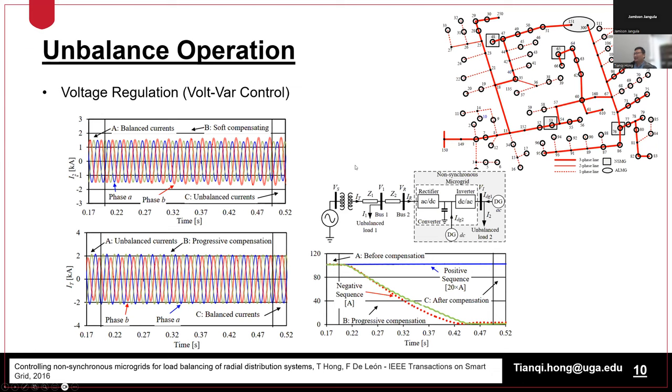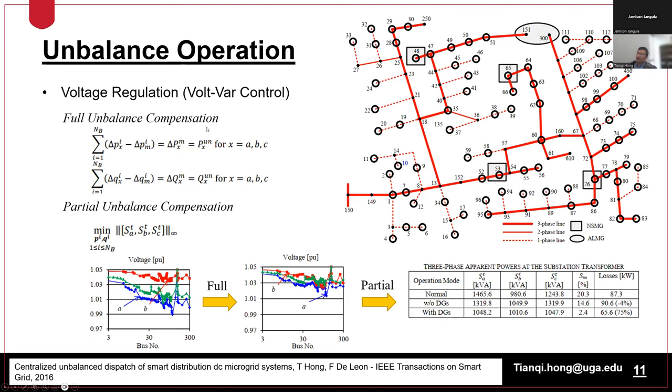For example, if we really have an IEEE 123 bus system with a lot of power electronic interfaces in the system, what can we do? We need to go back to the previous voltage compensation or regulation formulation, and add two different compensation constraints or objectives to the original formulation. The first one is called full unbalanced compensation. We assume that the capacity of each DER is sufficient to compensate the imbalance level of the entire distribution system.